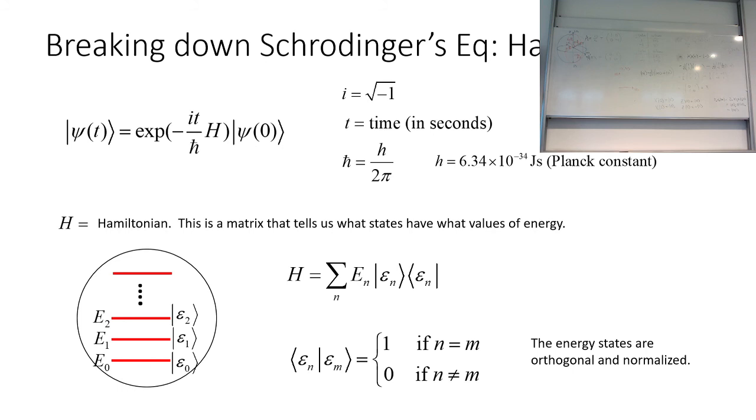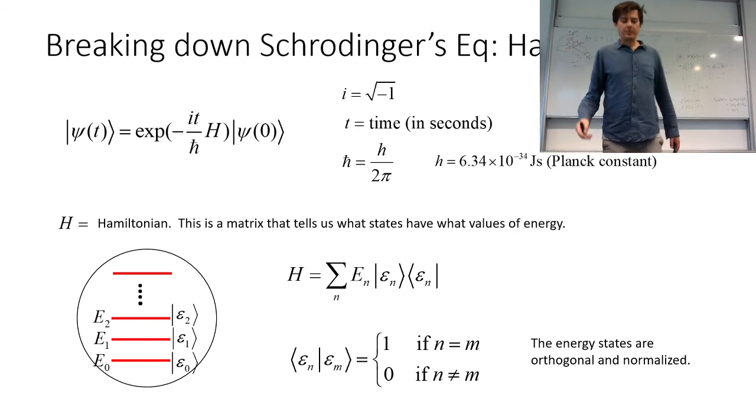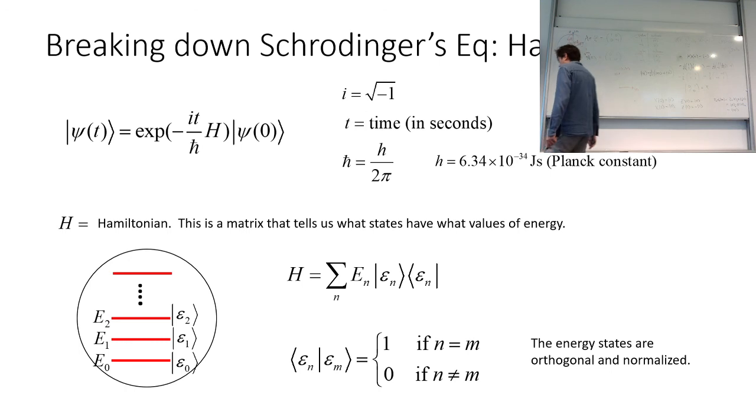H bar is just a variable that people like to define, and it's just a constant, actually. It's h divided by 2 pi, where h is some number that has units of joules times seconds, and it's quite a small number, as you can see. H bar is just that constant divided by 2 pi, and I don't know who started it, but people started to use this notation. So it's just a constant. Everything else is pretty straightforward. Of course, that's an exponential.